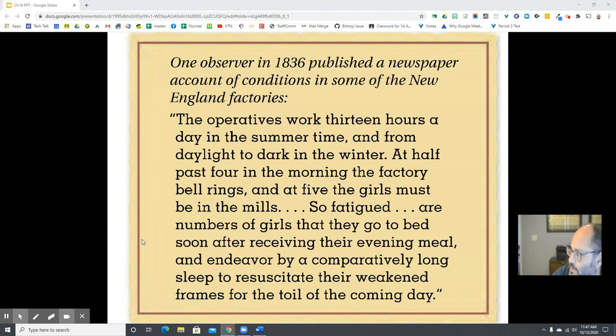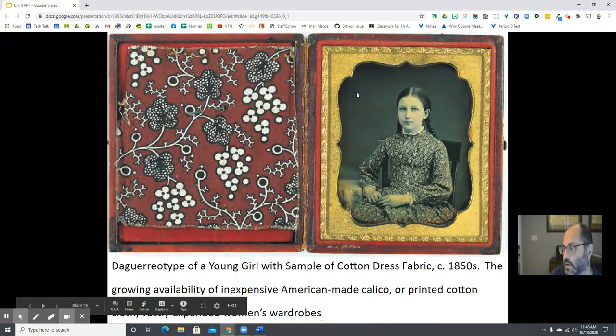So 1836, New England girl working in a factory, or rather a publisher of a newspaper looking at New England factories. The operatives work 13 hours a day in the summertime and from daylight to dark into the winter. At 4:30 in the morning, the factory bell rings, and at 5, the girls must be in the mills. So fatigued are numbers of girls that they go to bed soon after receiving their evening meal and endeavor by comparatively long sleep to resuscitate their weakened frames for the toil of the coming day. So girls actually worked in this particular mill, in the Lowell Mills in New England.